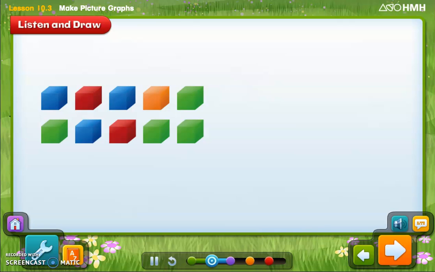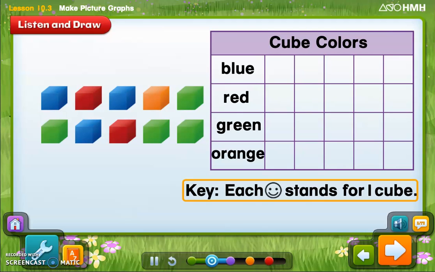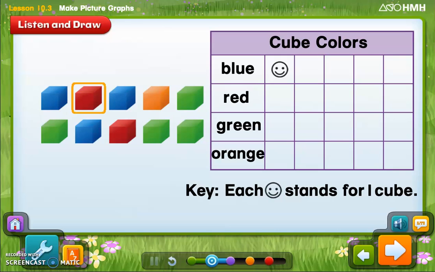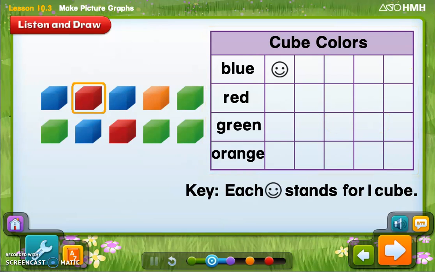Here are some cubes of 4 different colors. Let's make a picture graph to show the number of cubes for each of the 4 colors. We'll use a smiley face to show each of the cubes in the picture graph. The first cube is blue, so we show it in the picture graph with this smiley face in the blue row. The second cube is red. Where does the picture of the smiley face belong for this cube? It goes in the row labeled red.